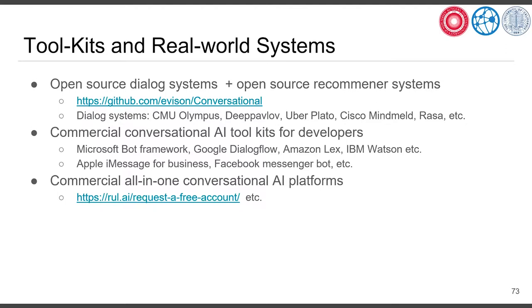So if your goal is to launch a production live conversational recommender system that can actually talk with users in natural language like a salesperson, some of the existing systems could be useful, especially commercial toolkits such as Microsoft Bot, Google Dialogflow, Amazon, IBM, Apple and Facebook. They all have toolkits tailored for developers. Or there are commercial all-in-one conversational AI platforms that provide more components than toolkits and also support business users and designers beyond programmers. Here is one of the platforms I'm involved in developing, the Rulai platform.